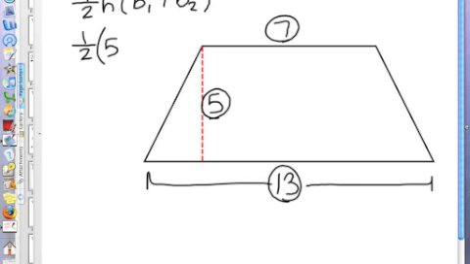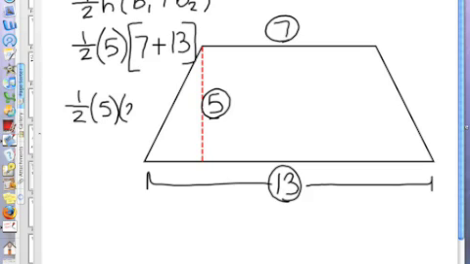My height is 5. Base 1 is 7. Base 2 is 13. No, you could call 13 base 1 and 7 base 2. Doesn't matter. So it's 1/2 times 5 times 20. 5 times 20 is 100, and half of 100 is 50. So the area of this was 50. If it was inches, it would be inches squared. If it was feet, it would be feet squared. Whatever, squared. Area is always squared.